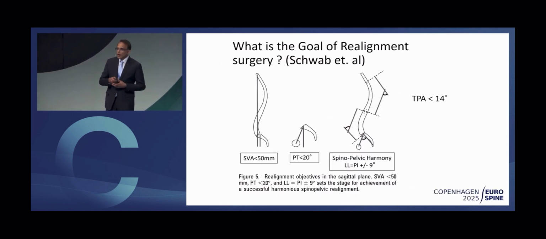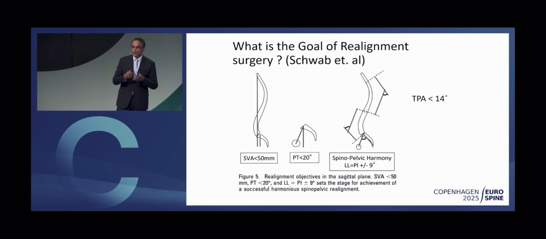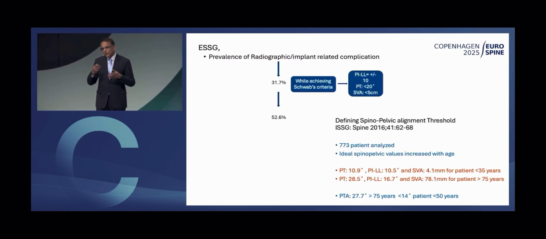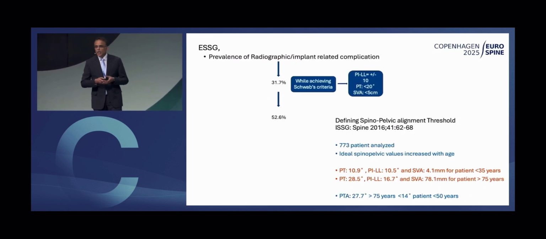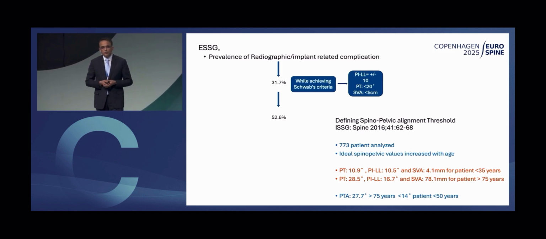When we encounter a malaligned spine, what are our goals of realignment? We all know that the ISSG group came up with a strict criterion that there has to be a spinopelvic harmony with PI minus LL less than 10 degrees. Does it give proper results? As experience grows, two large groups, ESSG and ISSG, found that the more you try to achieve this stringent Schwab criteria, the more mechanical failures you encounter in some subset of patients.